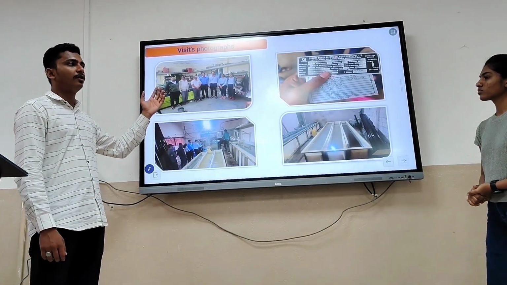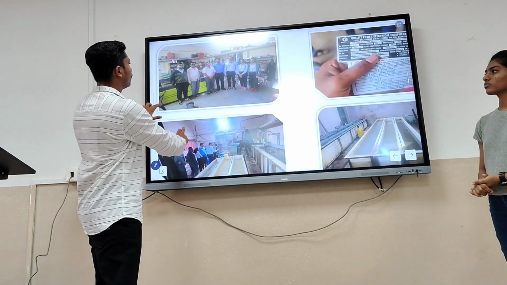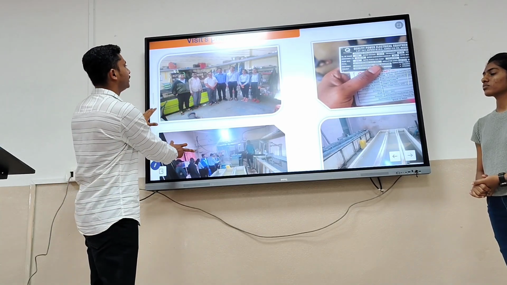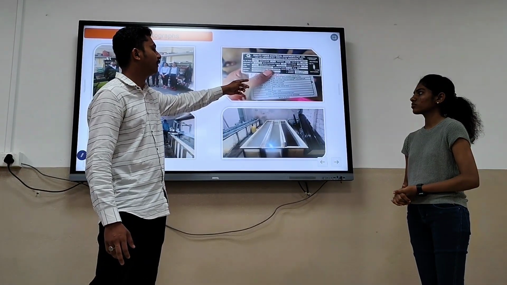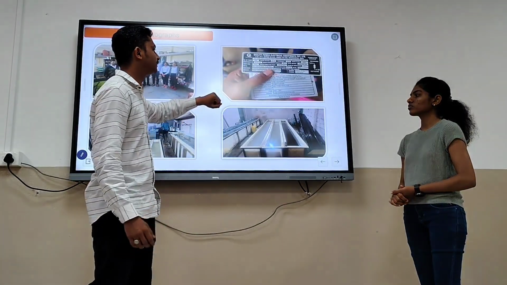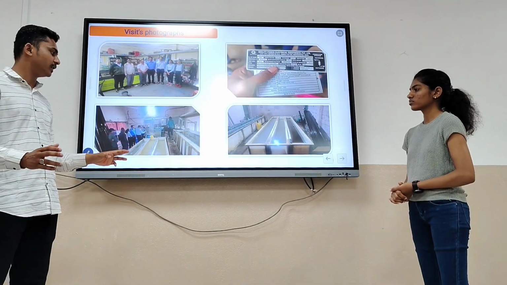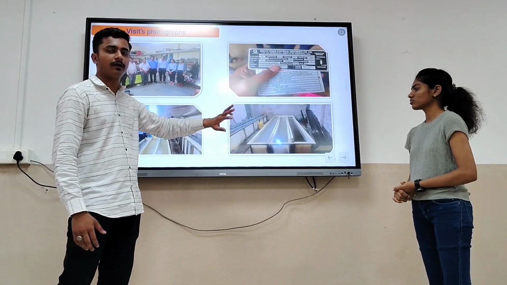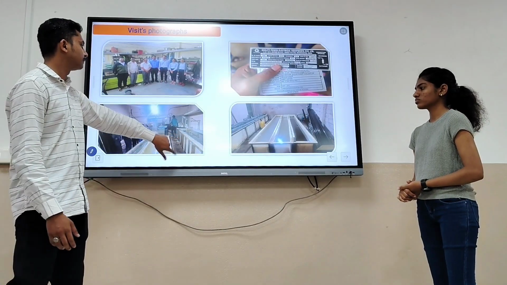And these are some visit photographs. This is one of the photographs. This is the owner of the company, named NK Mirza, and these are some samples which they have created. These are the nameplates of some instruments, and this is the setup of their anodization laboratory. In that they can dip their samples and make the specimen anodized.